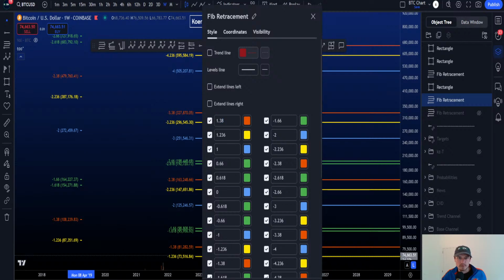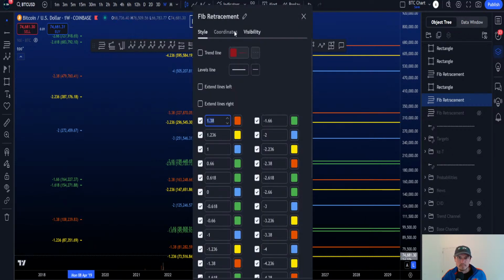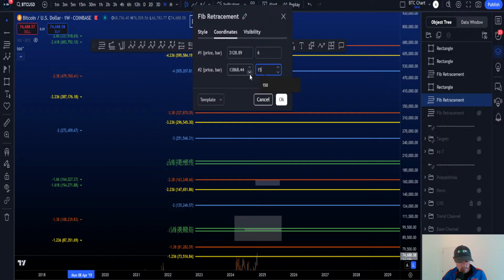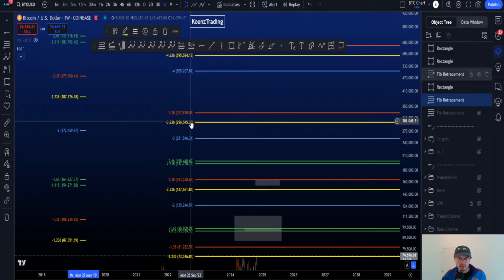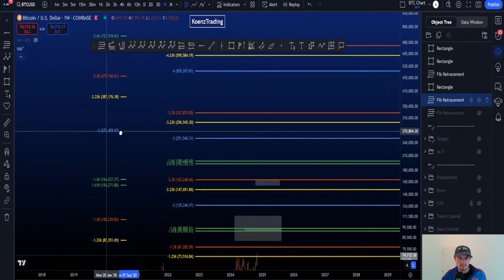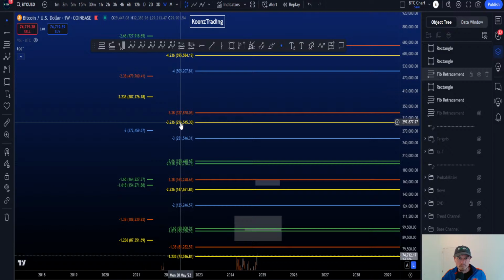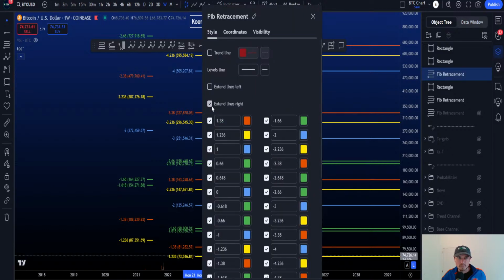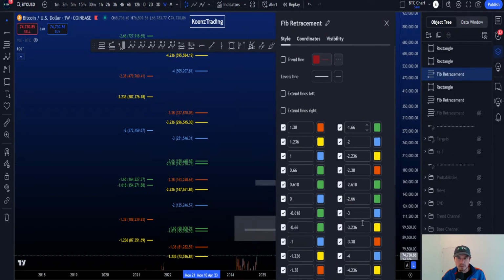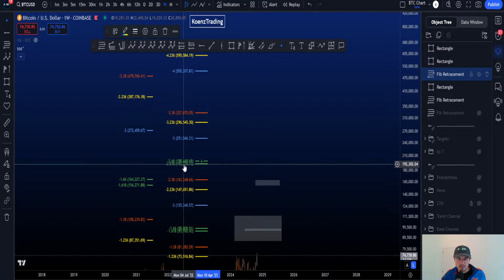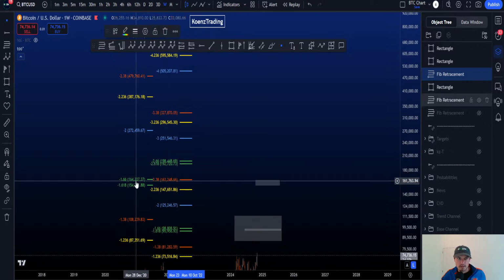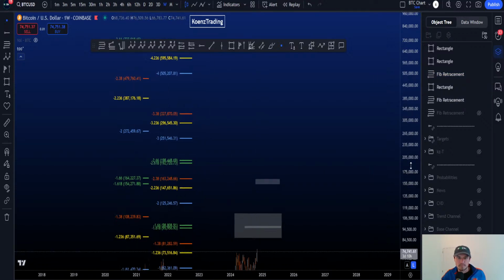Ah, that's the problem. Old fibs, old settings. No? In the past, I had everything extended. That was the way I did things. Okay, there we go.